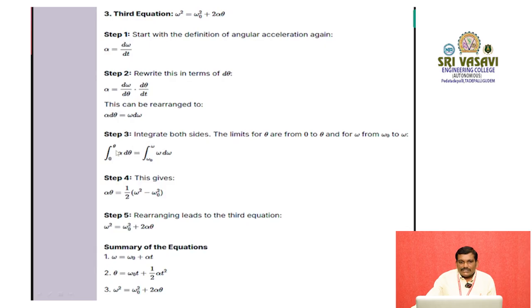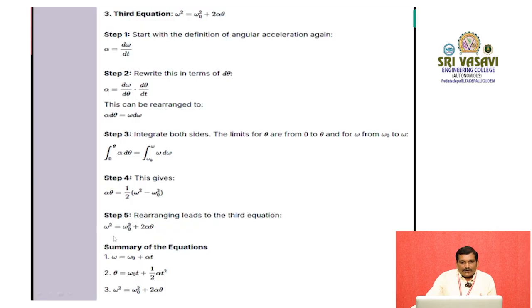Integrating on both sides, 0 to theta alpha d theta, and omega naught to omega of omega into d omega. By applying the limits, integral d theta means theta minus 0, so alpha theta is equal to integral omega d omega, which is omega square by 2, that is half into final omega square minus omega naught square.